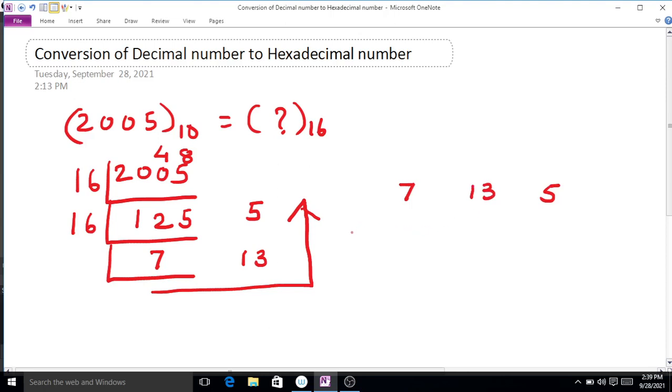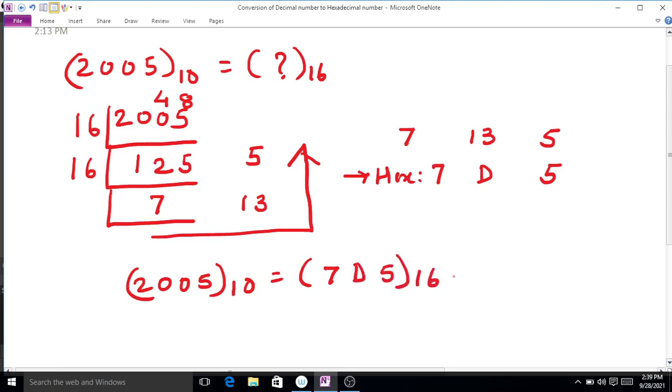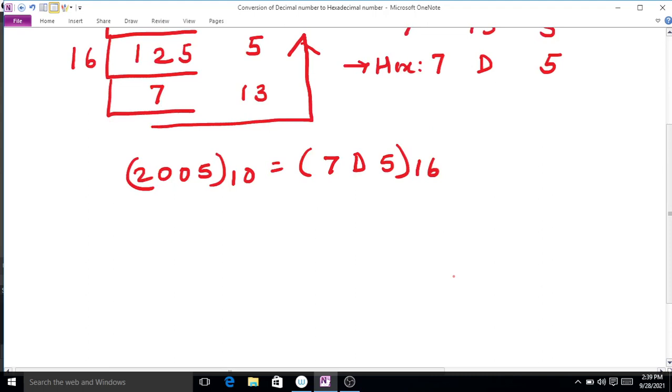We are going to convert these decimal numbers into hexadecimal numbers. So we will get 7, 13 is represented by D in hexadecimal number and 5 is represented by 5 itself. So the hexadecimal equivalent for the given decimal number, that is 2005, is given by 7D5. This is our hexadecimal representation for 2005.